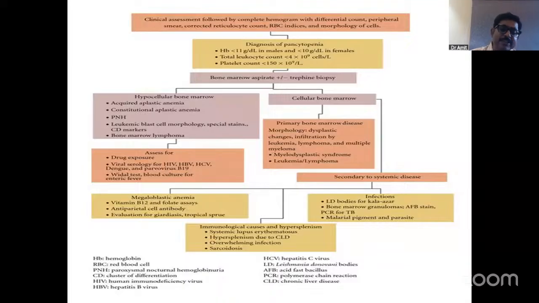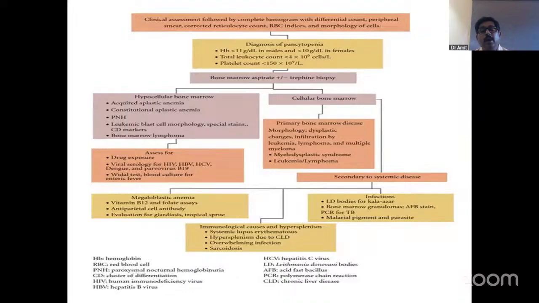If you are seeing this hypocellular bone marrow, the differential diagnosis already discussed, the next step would be to assess for drug exposure, do a viral serology for HIV, HBV, HCV, dengue, parvovirus B19, Widal test, blood culture, enteric fever, see the LD bodies, and make a diagnosis.